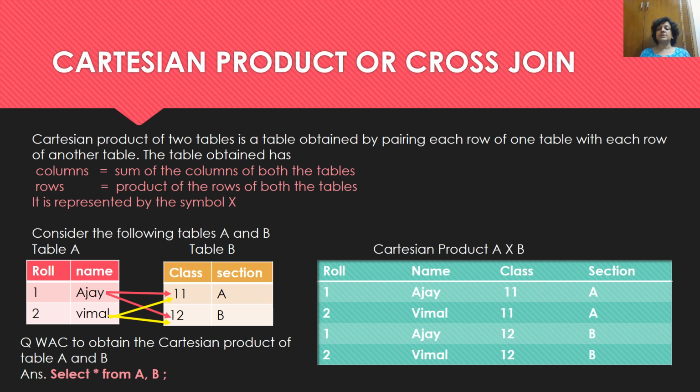Now consider the tables A and B, where table A has fields role and name and table B has fields class and section. To obtain the Cartesian product of table A and B, the command would be select star from A, B. You can see that the Cartesian product of table A and B is a new table which has 4 columns: role, name, class, section, and it has 4 rows. Each row of table A is joined with each row of table B.